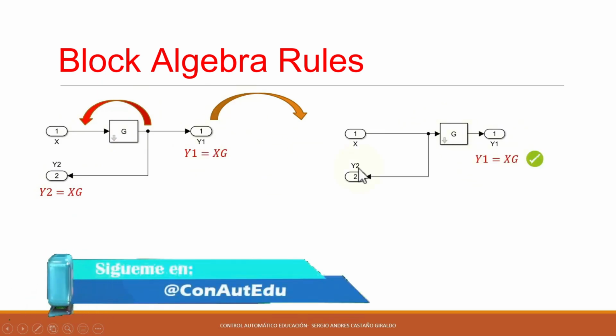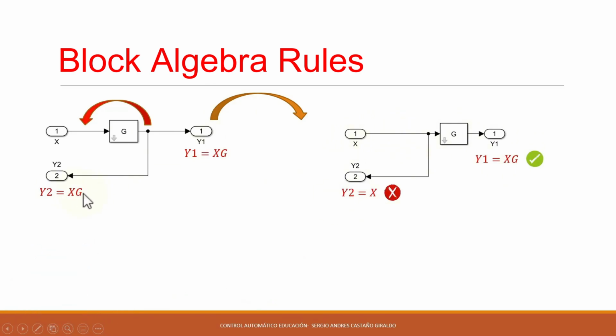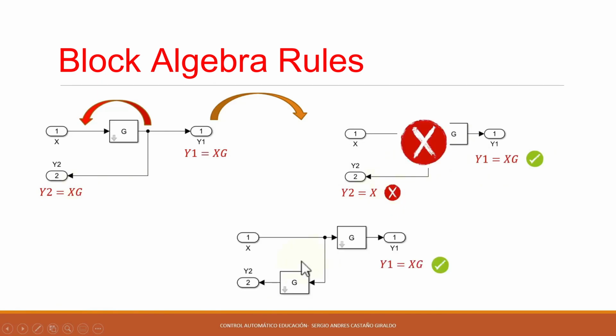It turned out exactly the same. Now let's look at y2. At this moment, what is y2? y2 is x, so it didn't match this here. I'm missing a g, so it's not equivalent. But you can already see that I need to add a g here.